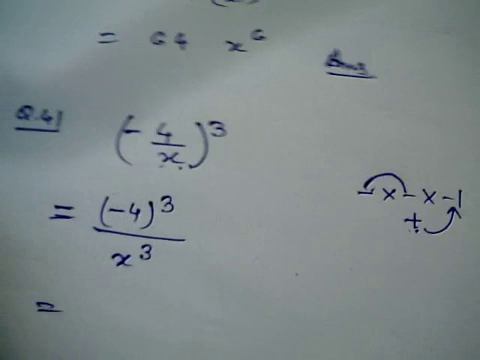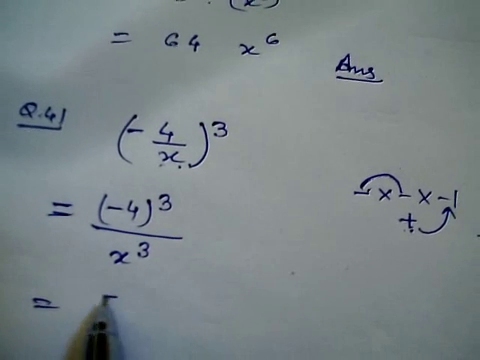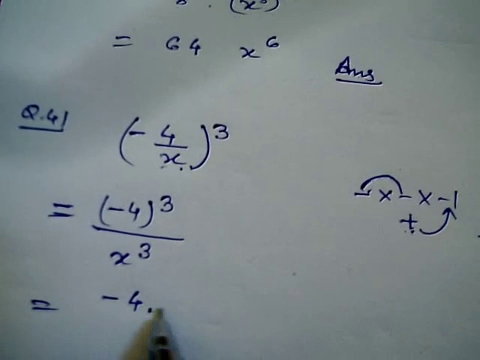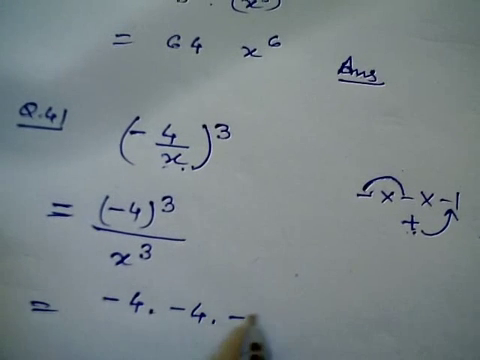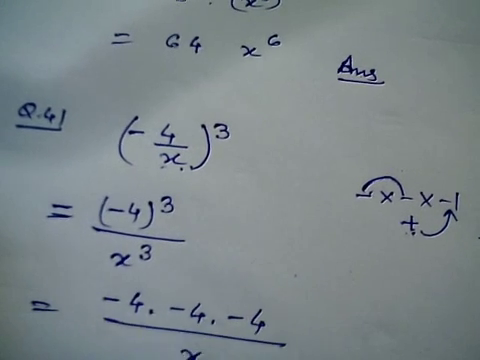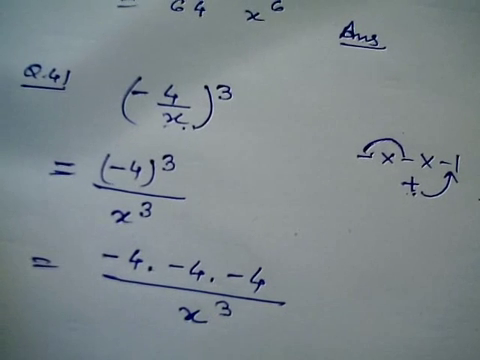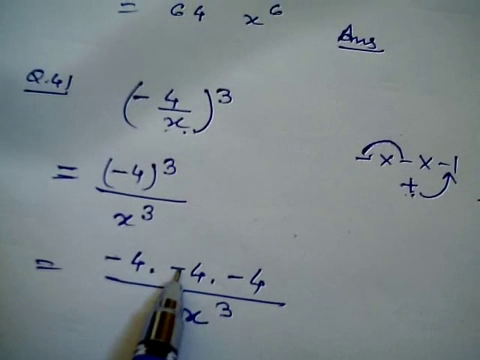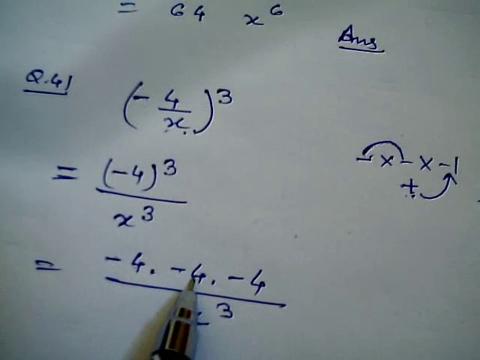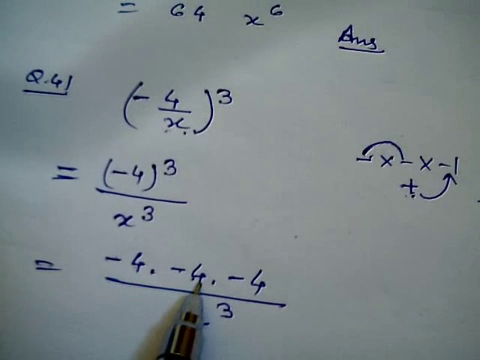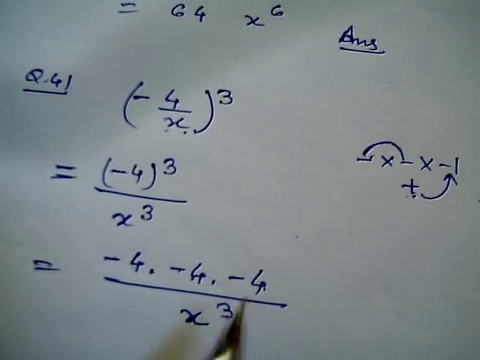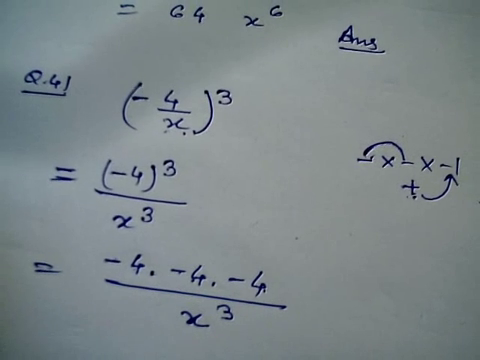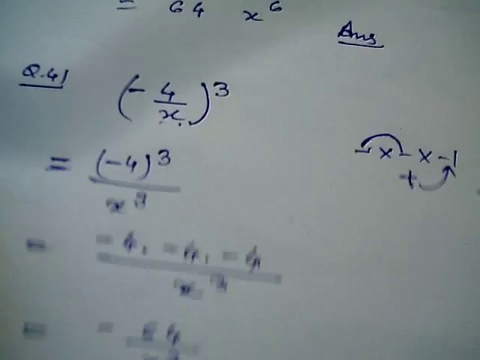If you don't understand, I am going to explain it this way also. The bottom part will remain the same. Negative times negative is positive, so 4 times 4 is positive 16. Positive 16 multiplied by negative 4 is negative 64. So negative 64 over x cube.